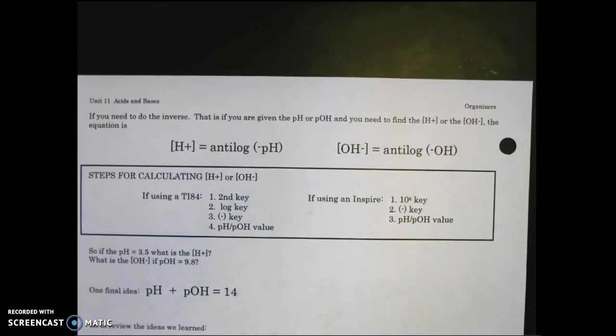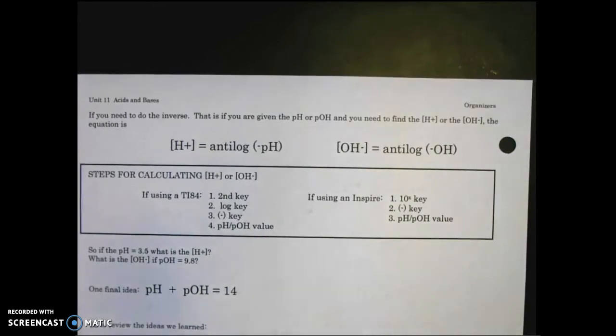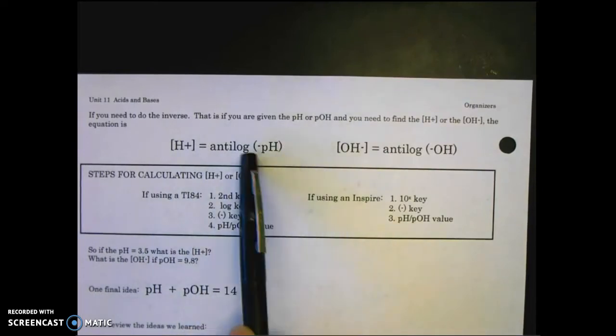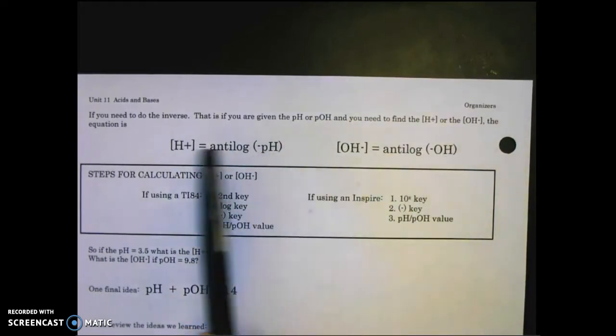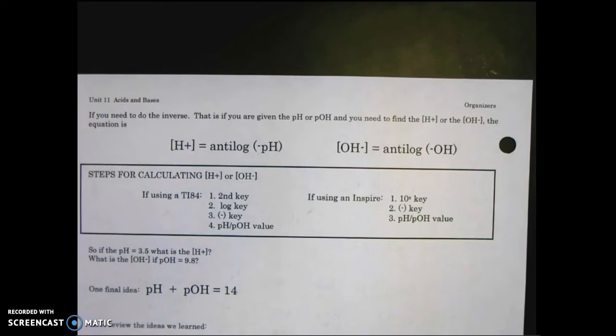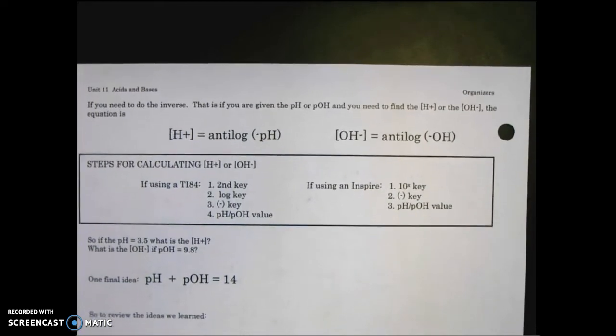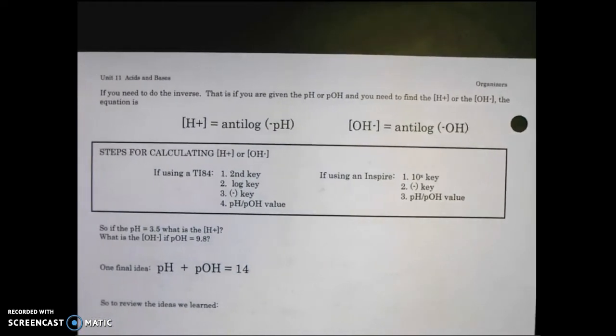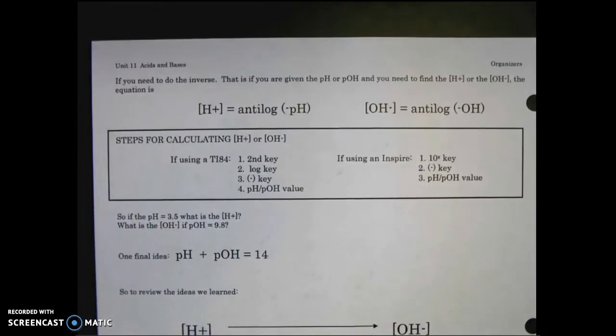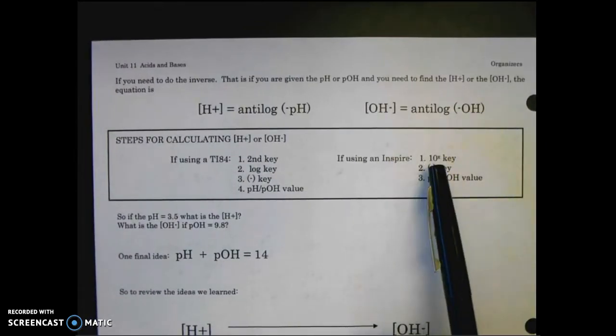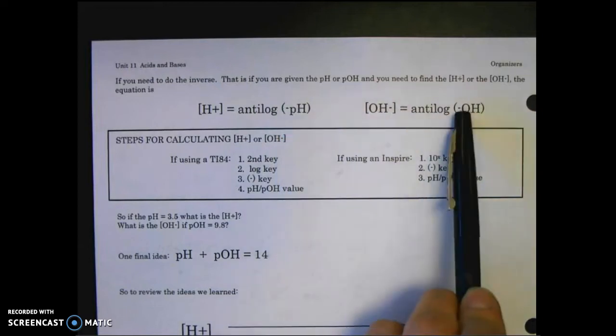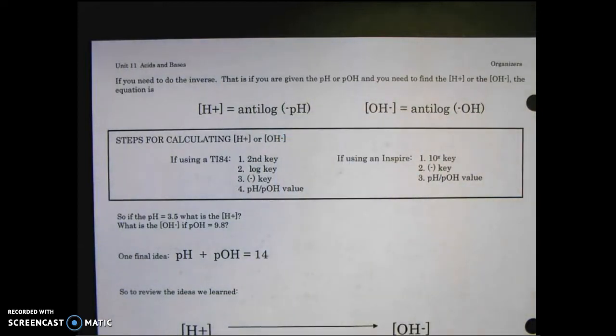So you're using not the log, but you're using the anti-log. So H plus is equal to the anti-log of the negative p-value, either pH or pOH. And again, if you're using the Inspire, please do note that you've got directions there. You're going to do the 10 to the x key, hit the negative because you need to do the negative value, and then enter the p-value.